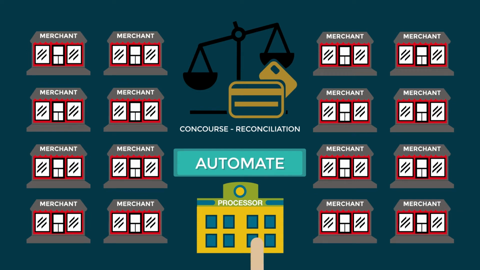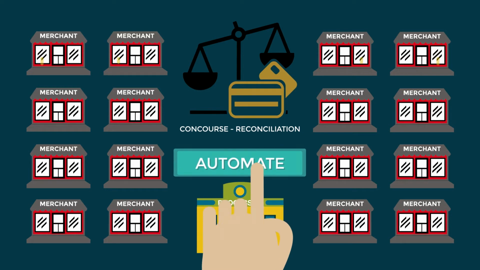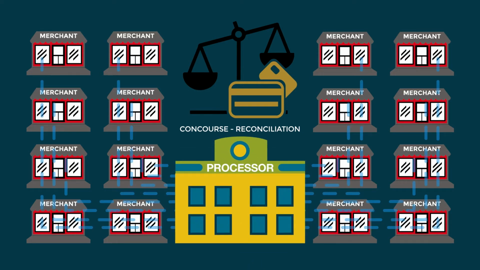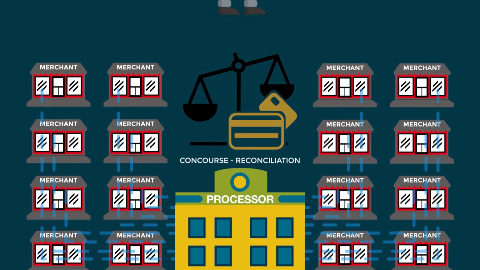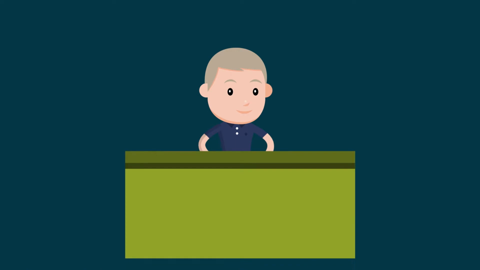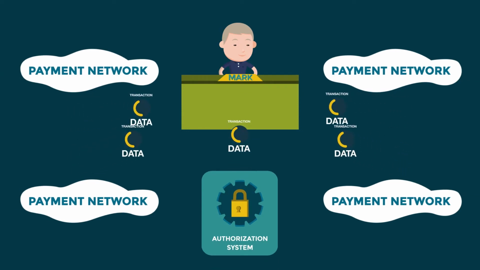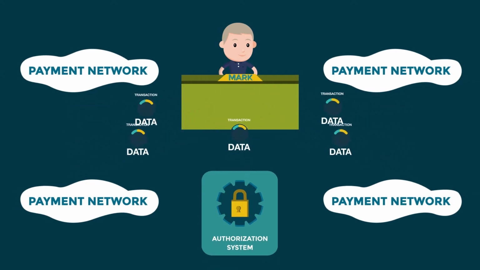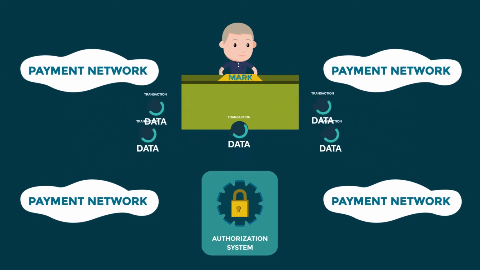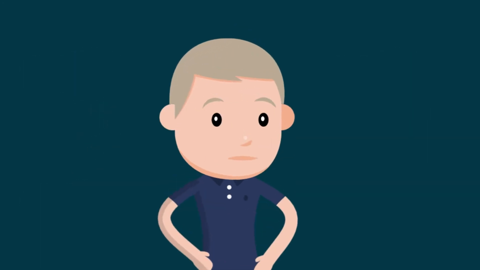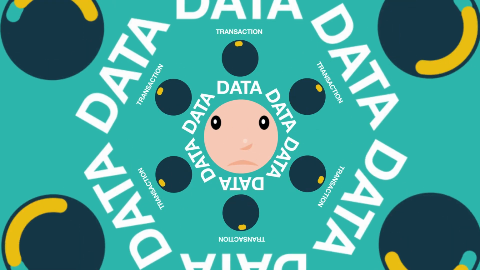To illustrate, we're going to show how Concourse Reconciliation is used by a company that processes millions of transactions every day and receives data from many different data sources. Okay, so here's Mark. He's in charge of transaction reconciliation for a large payments processing company. Throughout the day, he receives transaction data from his company's authorization system and many different payment networks. If Mark had to reconcile this data manually, it would be overwhelming.